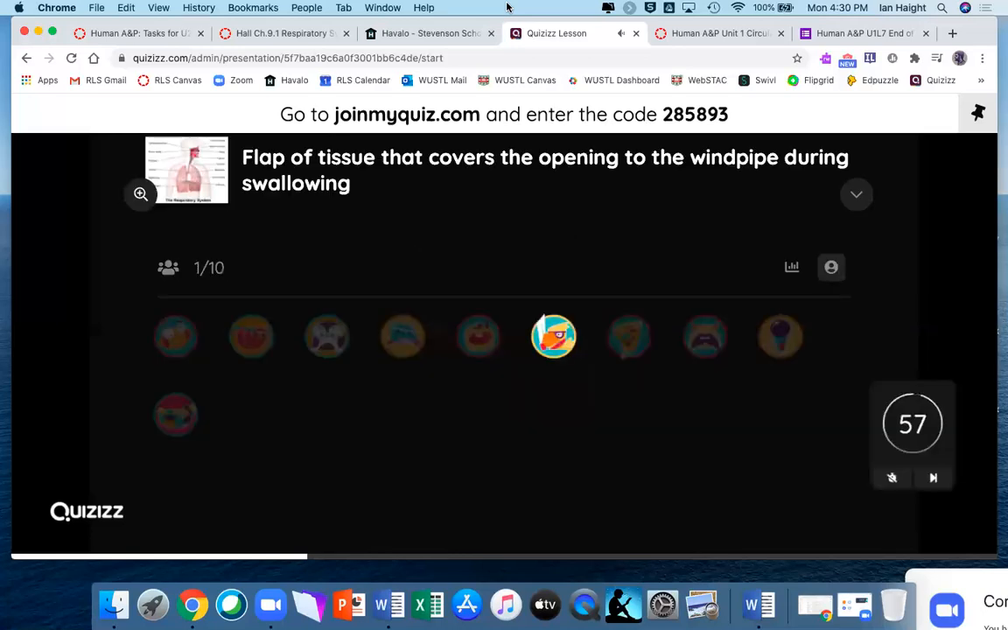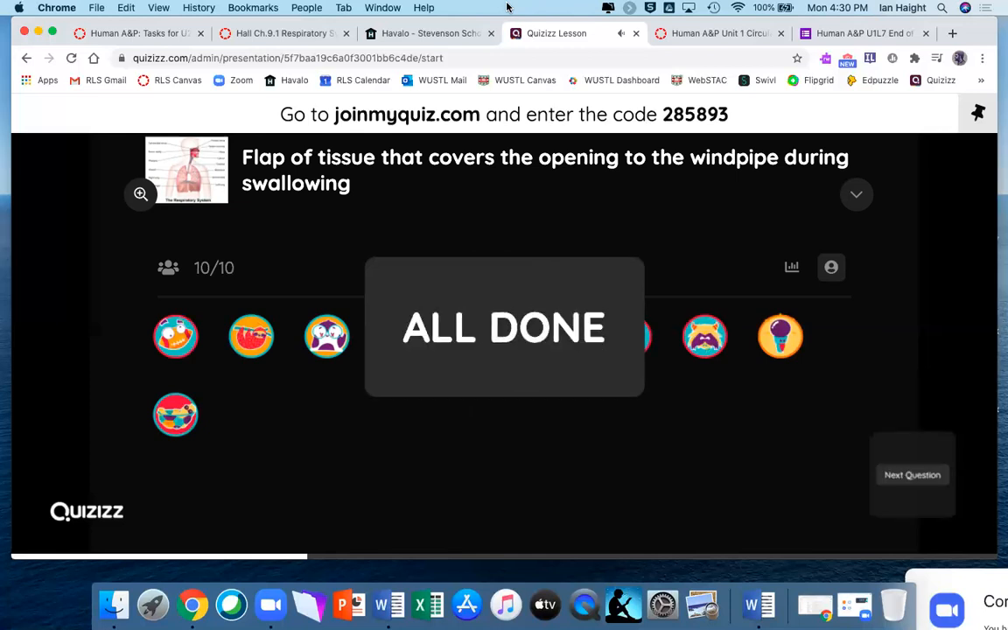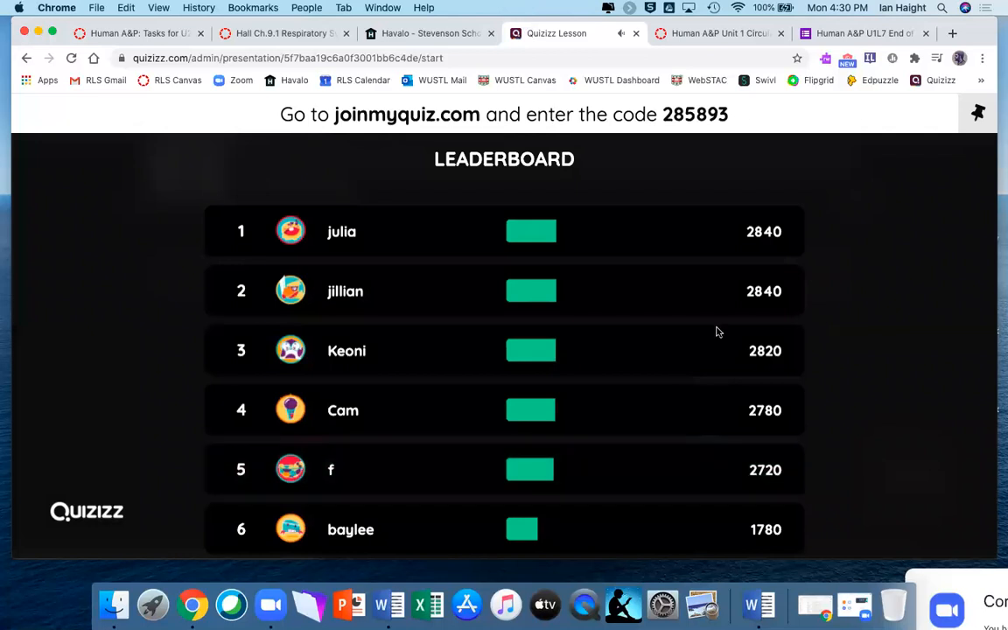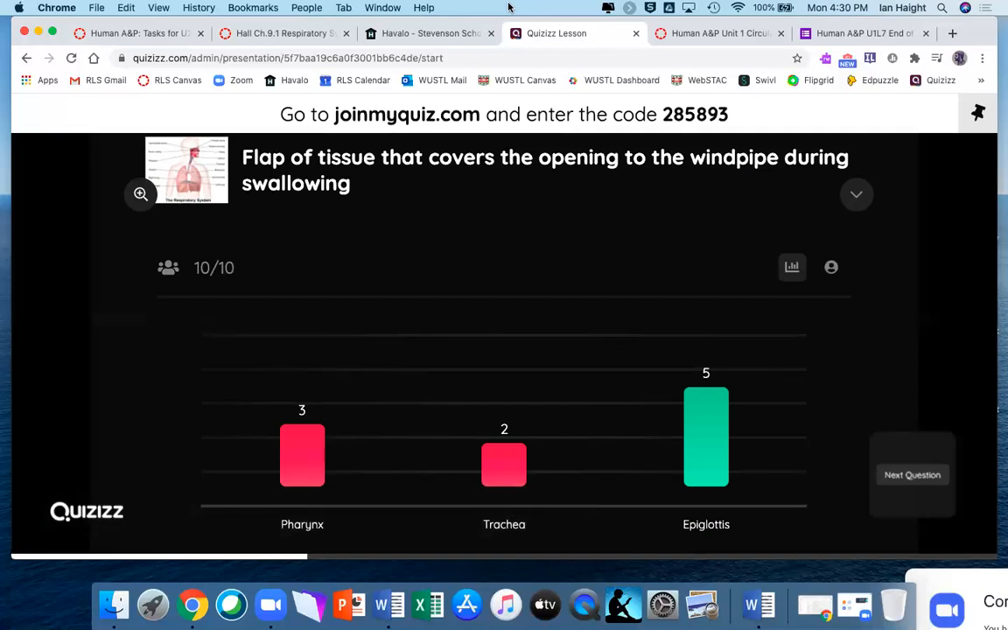Next: the flap of tissue that covers the opening in the windpipe during swallowing. All right, Julia and Jillian still in the lead. A little divided here. It is called the epiglottis. I know this is confusing. The epiglottis is essentially guiding air into the trachea. The epiglottis is located inside the pharynx, so there's a lot of overlapping terminology, but the epiglottis is the actual flap. If you eat something a little too large, this is when it gets stuck in your throat. It's blocking the epiglottis, which is why when someone does a Heimlich, if you've ever seen footage of that, whatever is stuck often comes shooting out of the mouth because the epiglottis sort of catapults it out of the way.